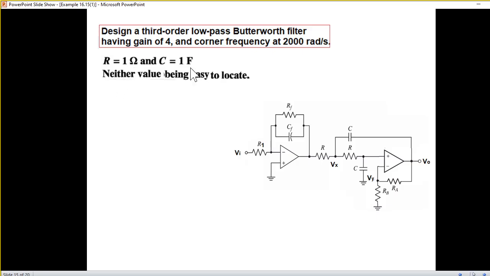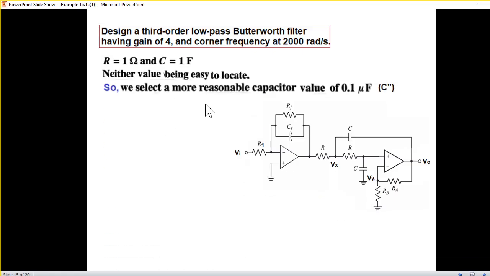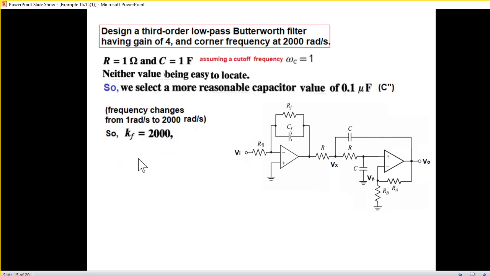R1 and C1, either value being easy to locate. So if you go into the market and try to find this, it would be very difficult. So we'll use the standard value. So we'll select a more reasonable capacitor value, which is 0.1 microfarad. And let's call it C double dash. And assuming the cutoff frequency was 1 earlier, now that we want it to be 2000, we will get a scaling factor, which is known as Kf, to be 2000.